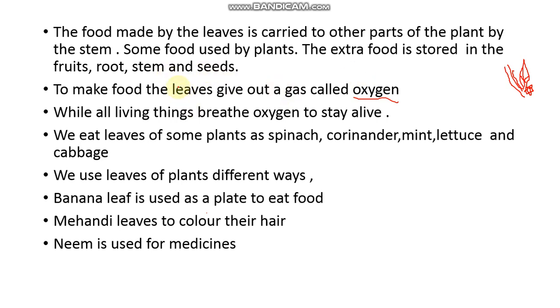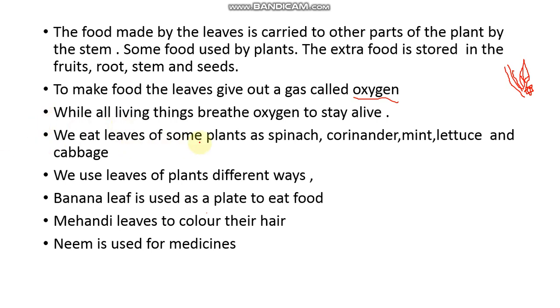To make food, the leaves give out a gas called oxygen. All living beings need to breathe oxygen to stay alive. Human beings take oxygen into our body, and carbon dioxide is released, which is required by the plants. Plants are the opposite, a give and take policy.